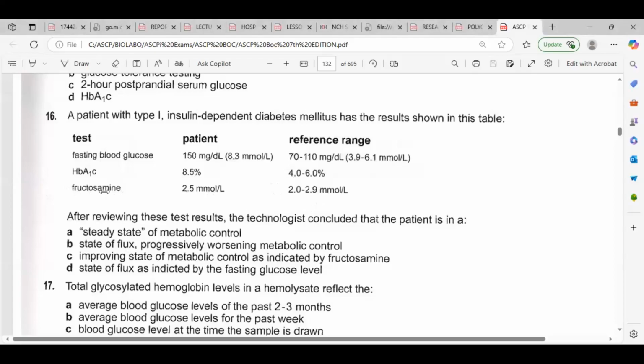So fructosamine is just like glucose binding to albumin. Then they form what is called fructosamine. Albumin and glucose bind the same way glucose binds to hemoglobin, HbA1c.